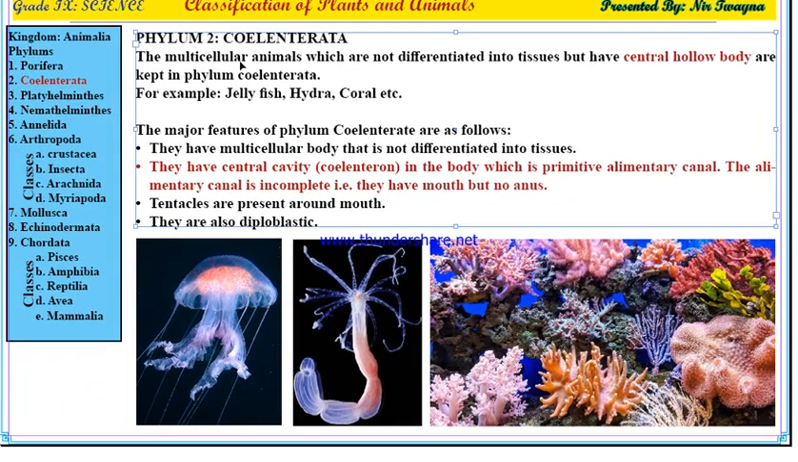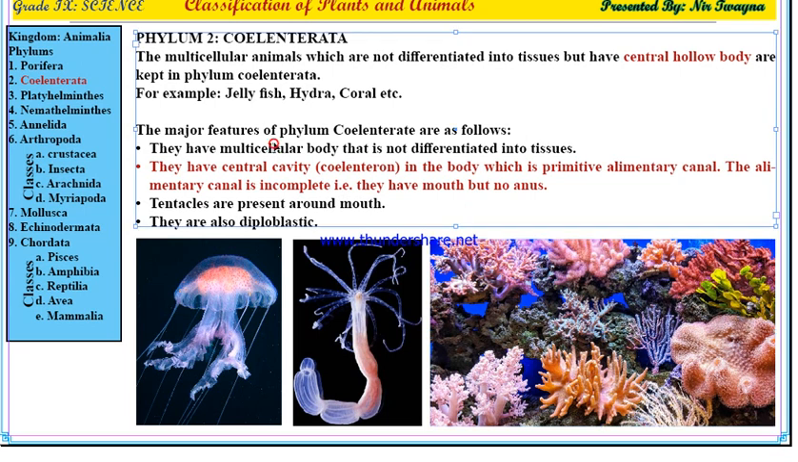Look, the multicellular animals which are not differentiated into tissue but have a central hollow body are kept in phylum Coelenterata. Some examples: jellyfish, hydra, coral, etc. Here you can see this is a jellyfish, you might have seen it. This is hydra, and these are corals. They look like plants, but actually they are animals.